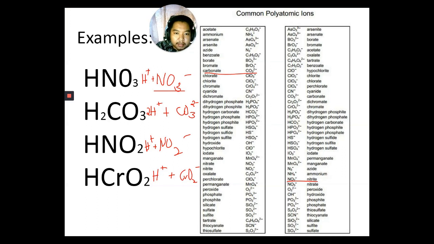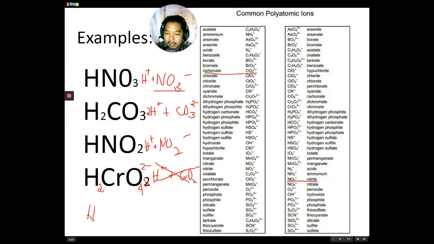So, my bad. Let me take a look if there are still chromate here. CrO2. Oh, I think, yeah, there's no CrO2. It's CrO4 here, and the charge is 2 negative. So, this one is wrong. So, my bad. CrO4 is wrong. 2 negative. Therefore, my hydrogen should have 2 positive.